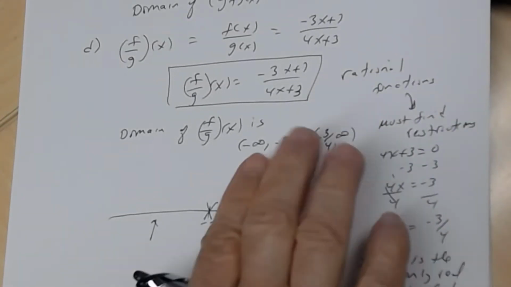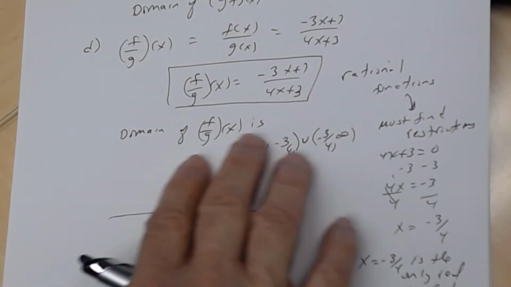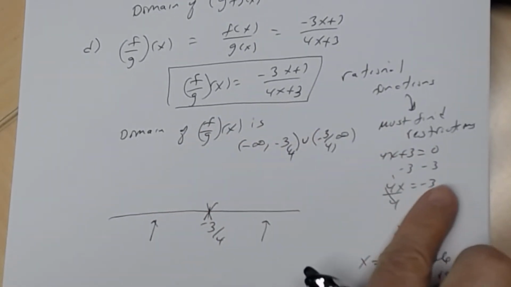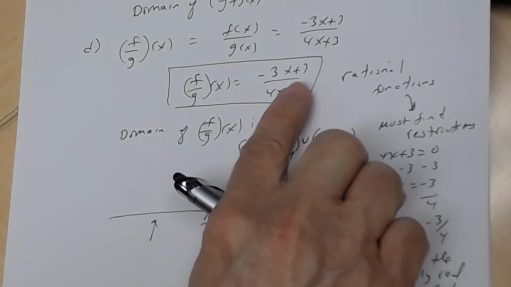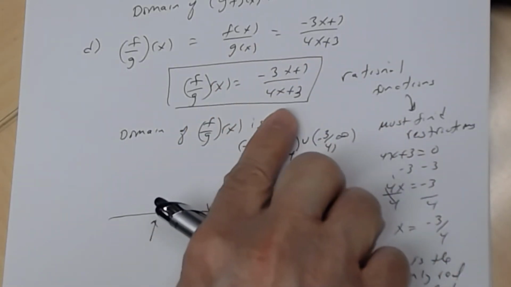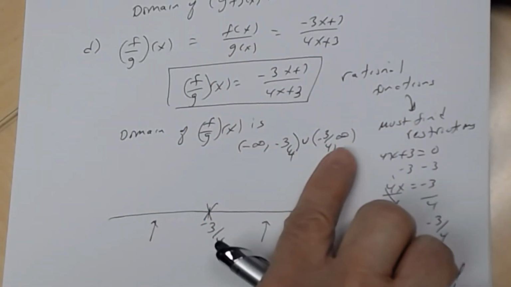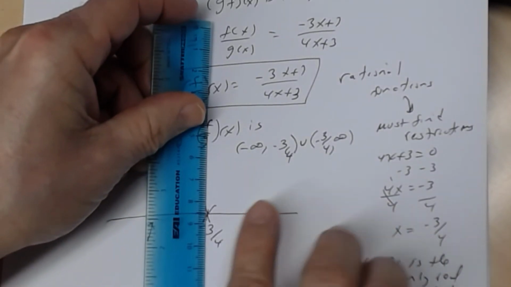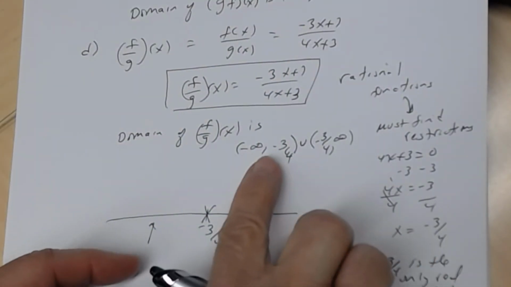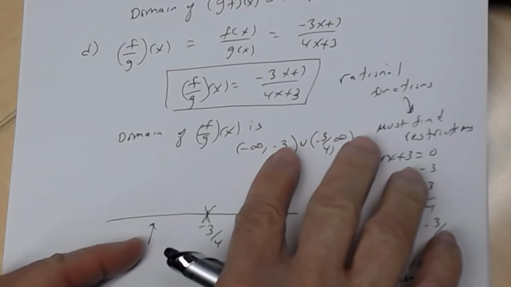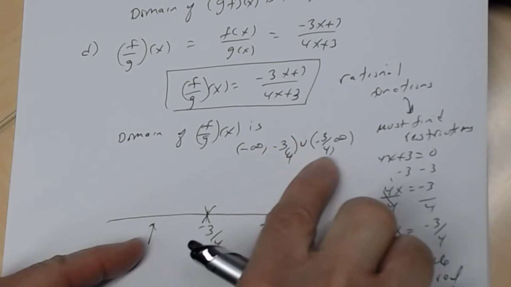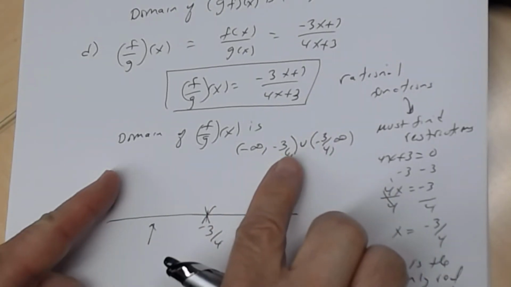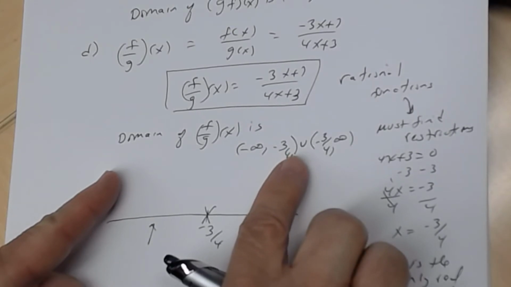Here it is not. So we have to ask ourselves, all right, the domain is not all numbers because x equals negative 3/4 makes my denominator 0. So it makes this function undefined. So I have to state it. My domain will be negative infinity to negative 3/4, and from negative 3/4 to infinity. So this means all real numbers except negative 3/4. So make sure you understand how to write the domain of a rational function in interval notation.